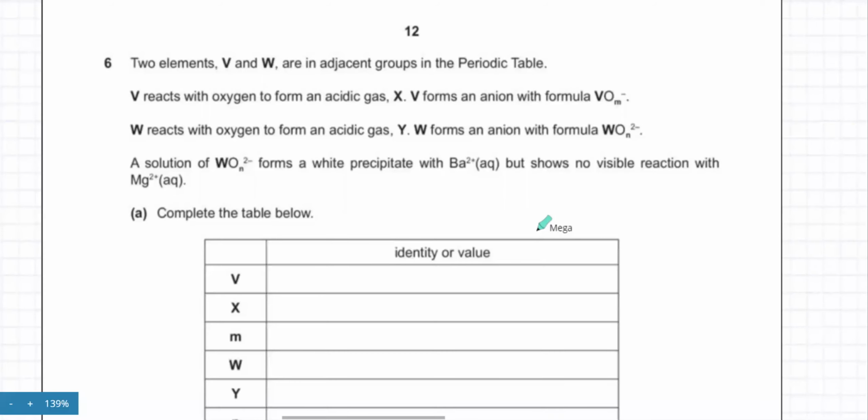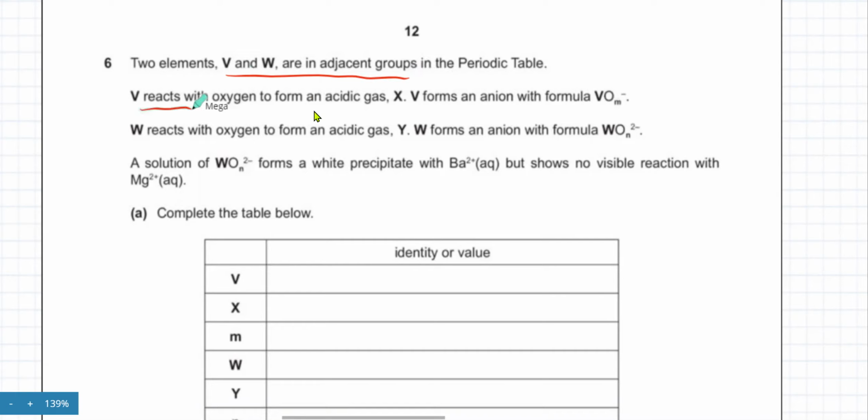Now, question number 6 states that two elements V and W are in adjacent groups of the periodic table. I think this question is related to inorganic chemistry. So that's the first statement. For example, if V is in group one, then W would be in group two. Now, V reacts with oxygen to form an acidic gas, so that means that the oxide is acidic.